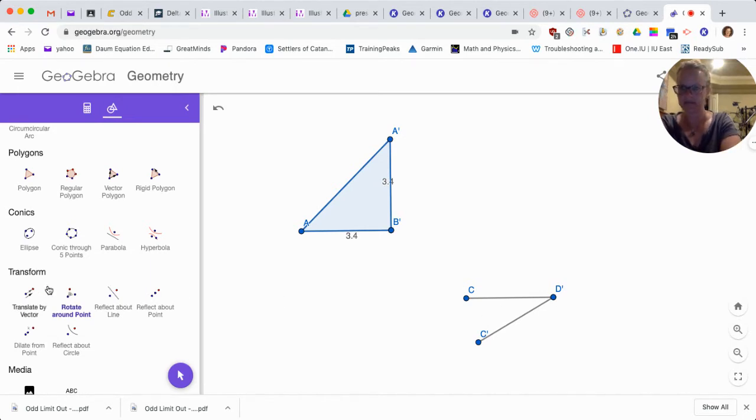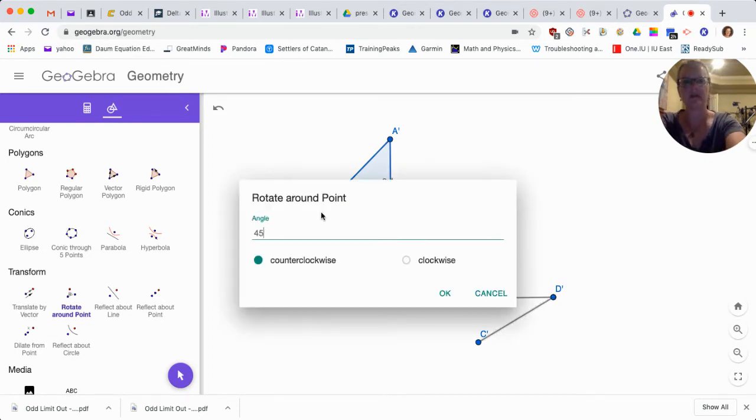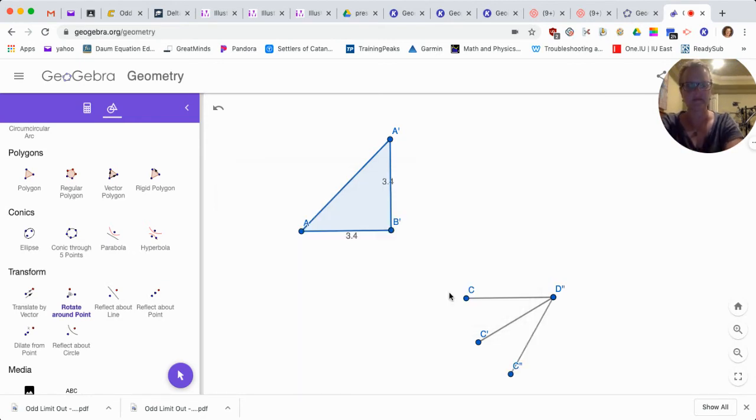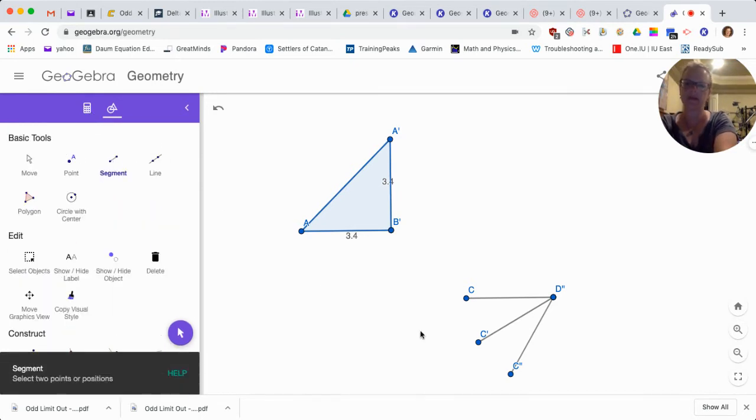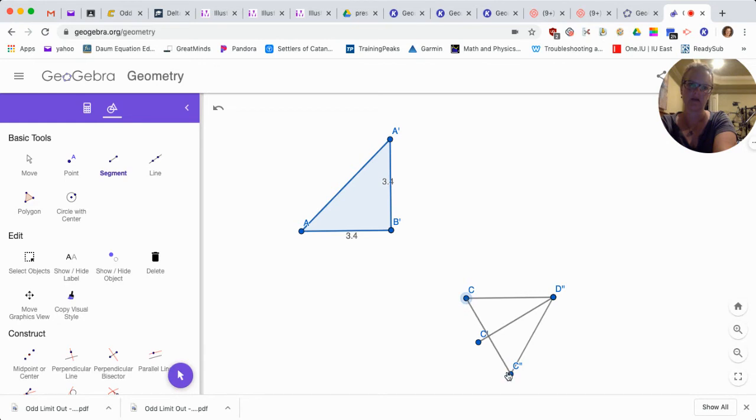So we're going to do that again. Around this center, 30 degrees. Counterclockwise again. Label this new point C double prime. Connect C to C double prime. What have we made here? So if this is 30 degrees and that's 30 degrees, we know the whole thing is 60 degrees.